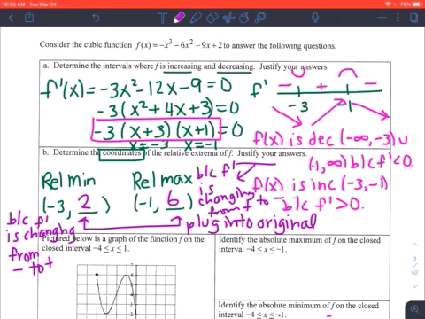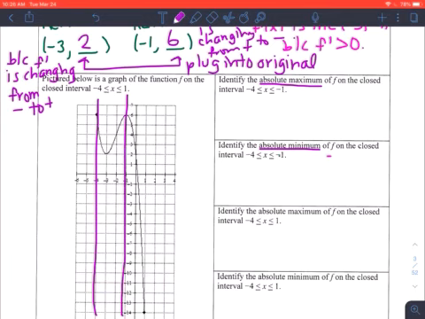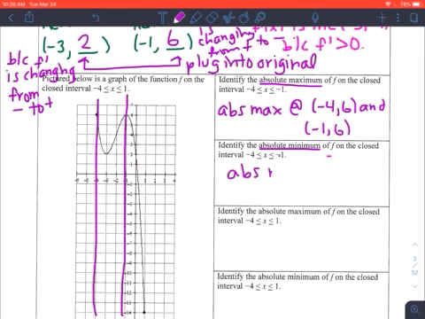Don't forget that. All right, so if we look at this graphically now, we're going to do the absolute max and the absolute min on this given interval from negative 4 to negative 1. So the highest point, we have 2 of them. So we have absolute max at negative 4, 6 and negative 1, 6. And we have an absolute min at negative 3, 2.